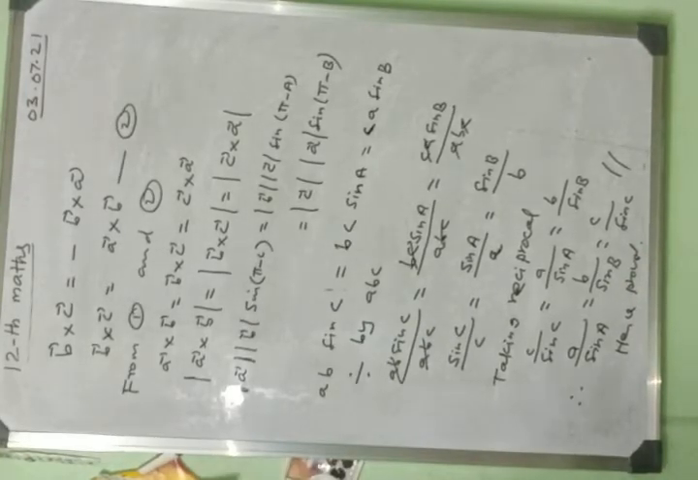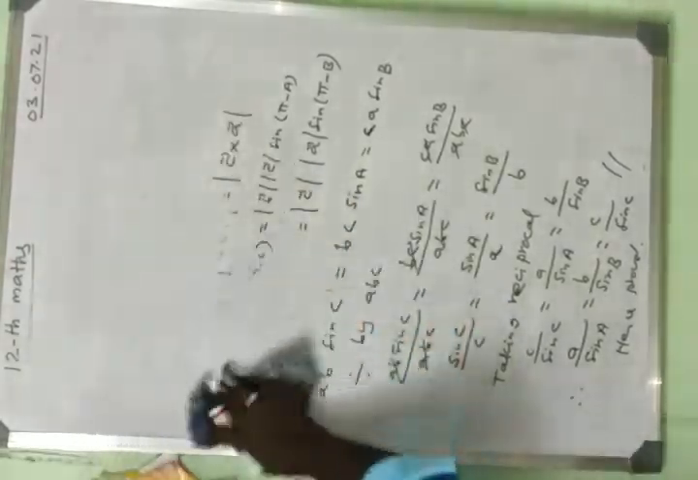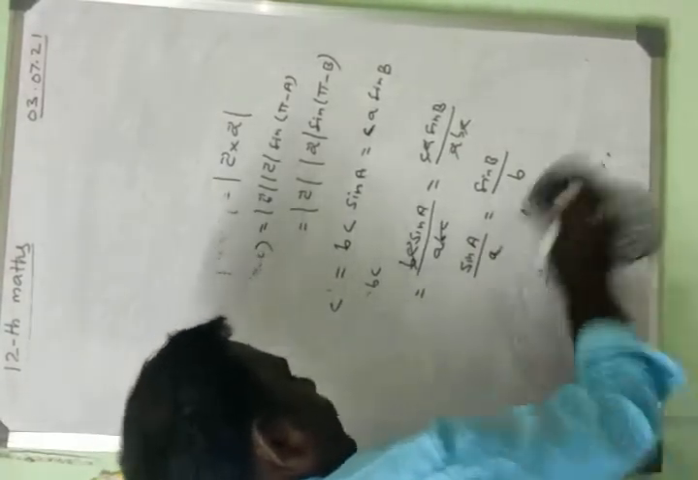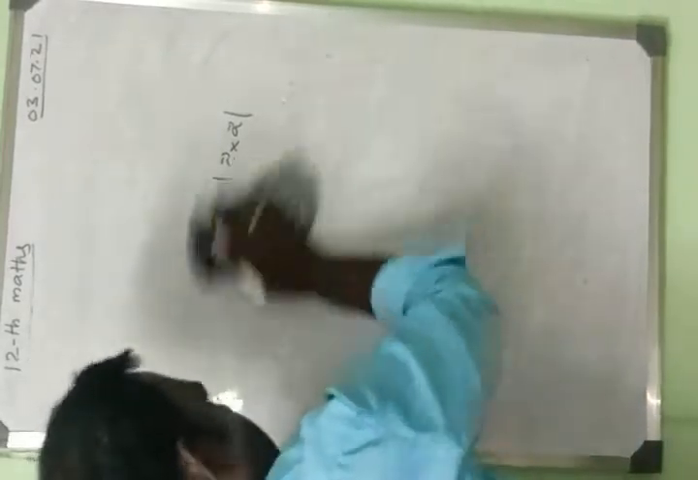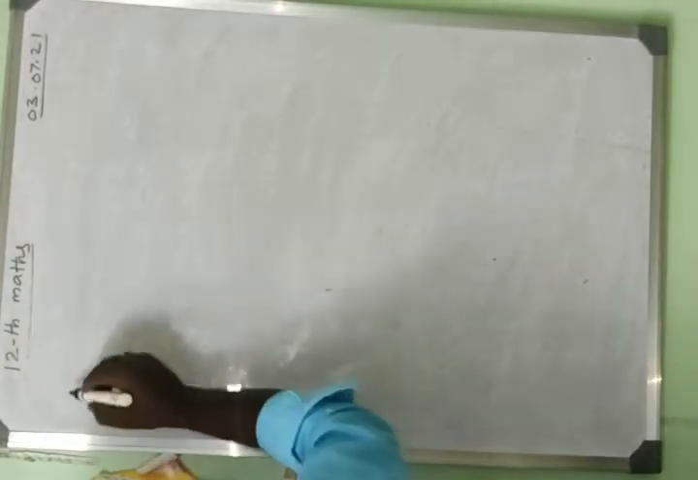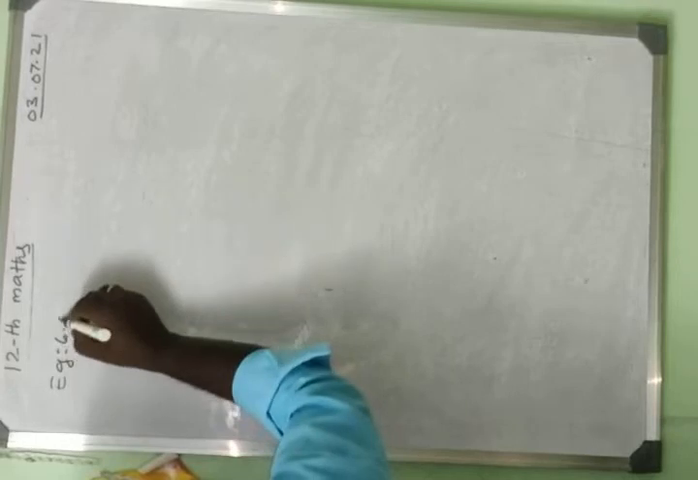Okay. Next, example 6.5. This one is also like 6.3, the same method. Some points will be changed. Listen here, very, very important. This is a 3 mark sum. 6.4 is a 3 mark sum. Okay. Next, example 6.5. See here.